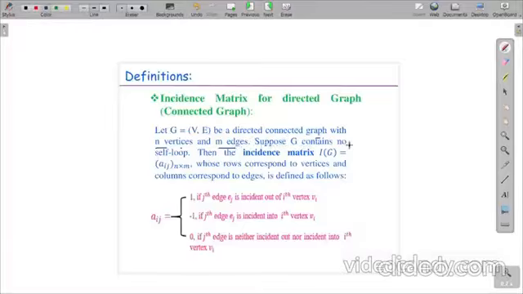Suppose G contains no self-loop. Then the incidence matrix I of G equals Aij, whose rows correspond to vertices and columns correspond to edges, is defined as follows. Aij has three values: 1, minus 1, and 0. It is 1 if the jth edge Ej is incident out of the vertex. If our directed edge goes out from that vertex, it gets 1. If the jth edge Ej is incident into the vertex, it gets minus 1. Otherwise 0.